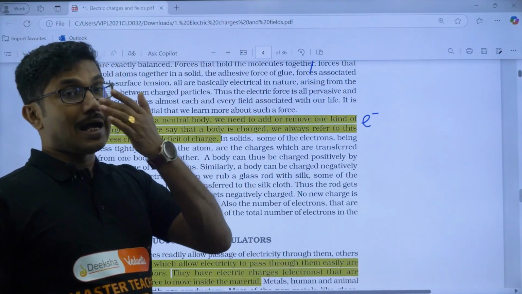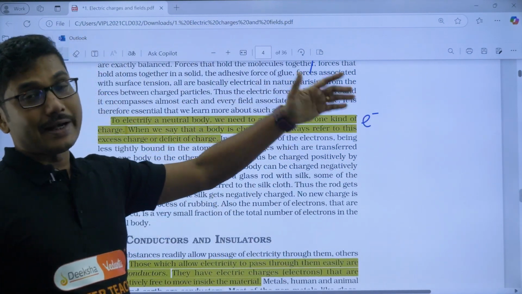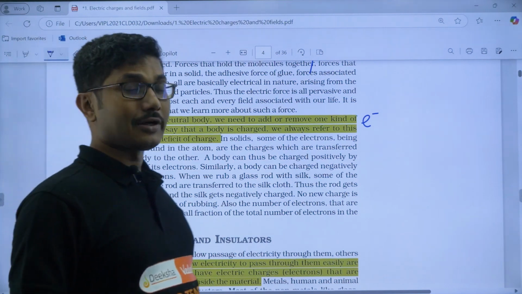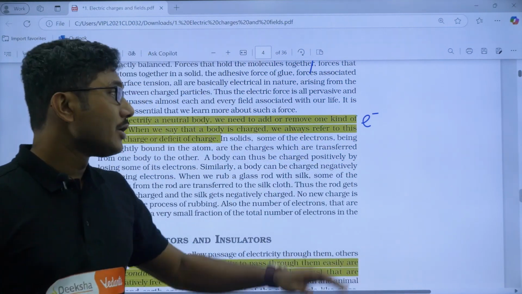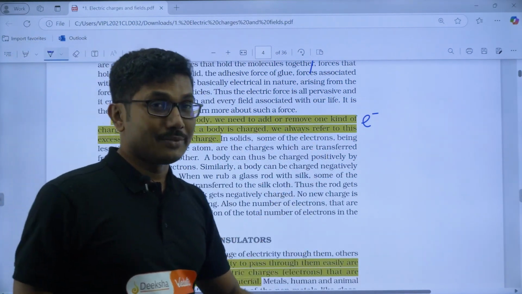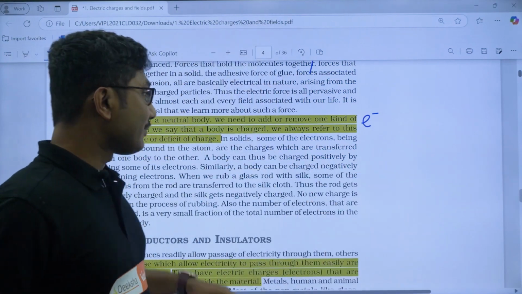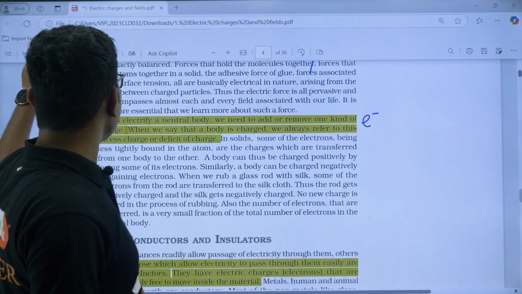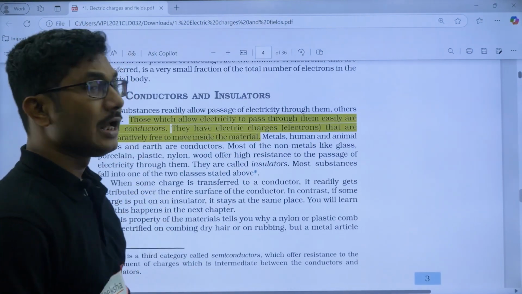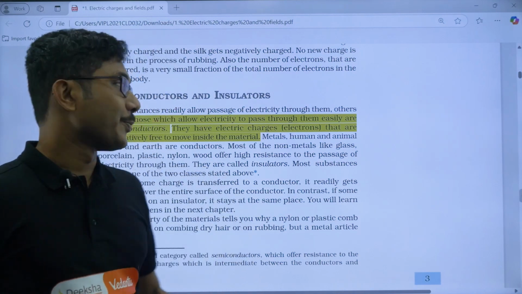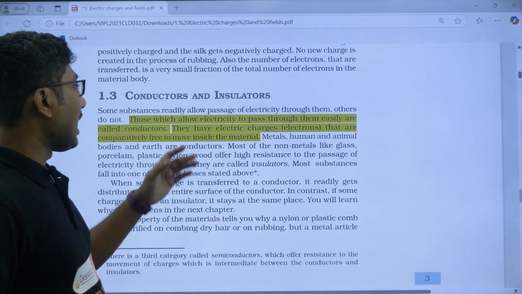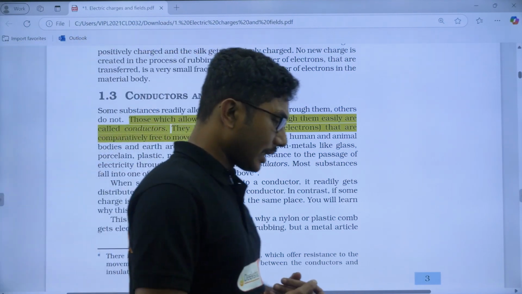That is why I am here to guide you. They have not yet introduced electrons, but you are already aware of electrons, so why not use this term, right? That is why I will help you understand if there is any inner meaning to any part of this book. Now next we are talking about conductors and insulators.